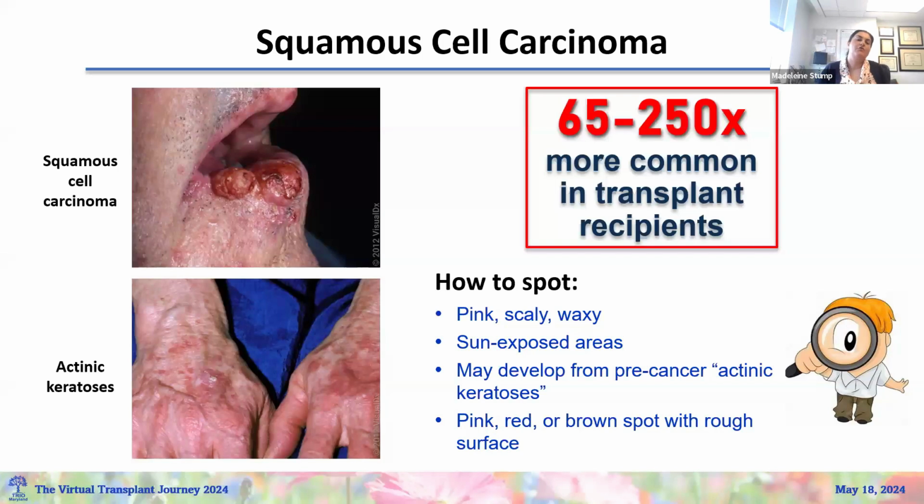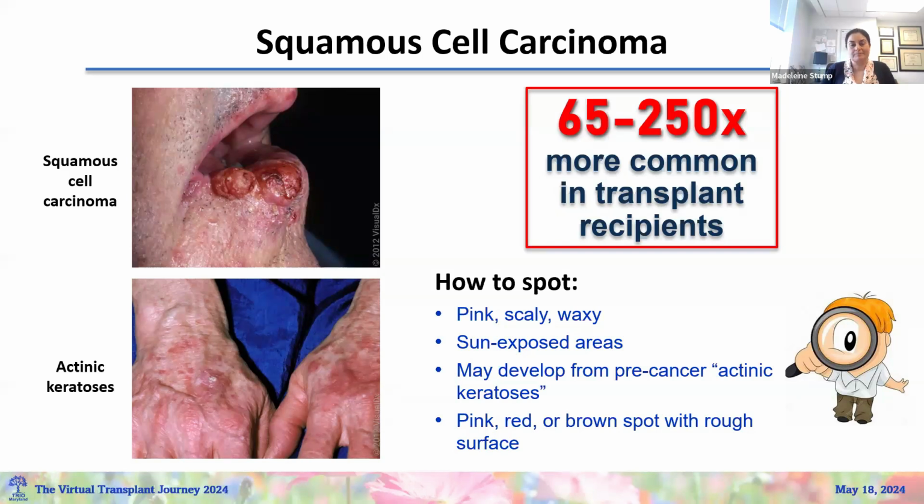Okay, let's now focus on each one of the skin cancers separately. Let's talk about squamous cell carcinoma. I have a lot of respect for squamous cell carcinoma. It is 65 to 250 times more likely to occur in transplant recipients. That is a very scary statistic. The reason is that this cancer doesn't like to stay where it is. It grows faster, it tends to invade, and it tends to metastasize. So early detection is absolutely critical here.